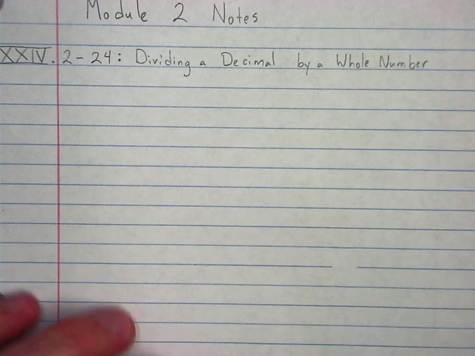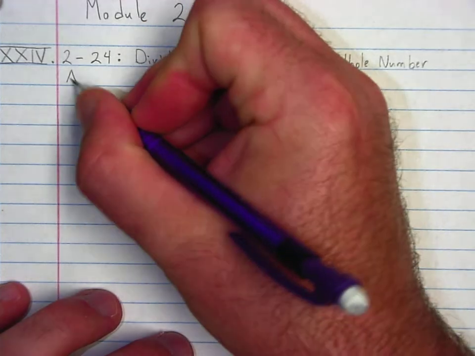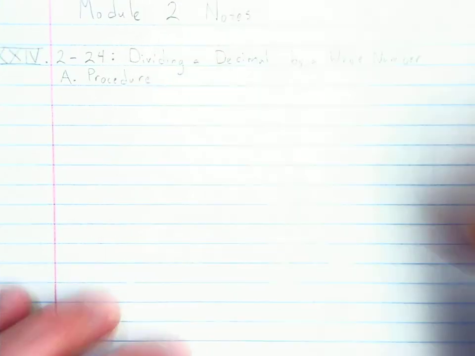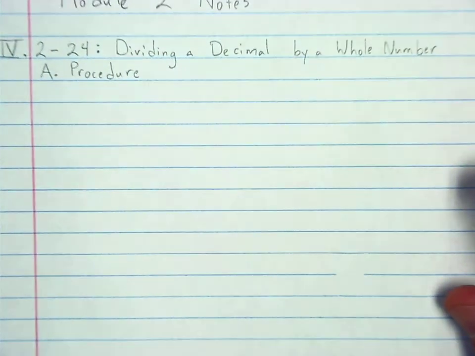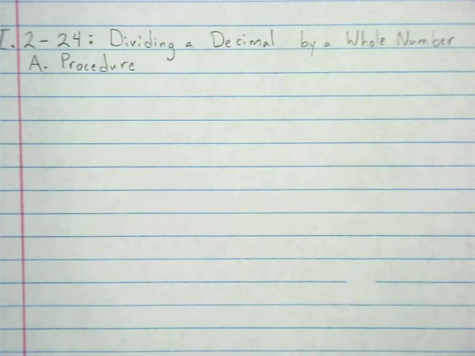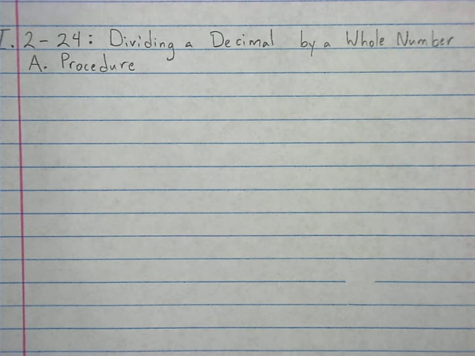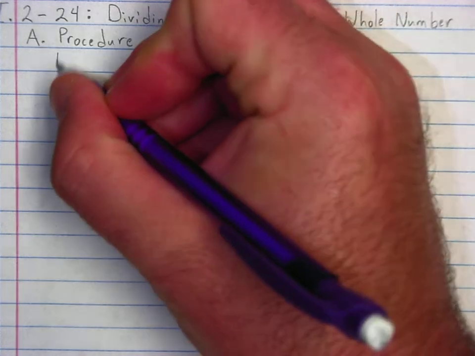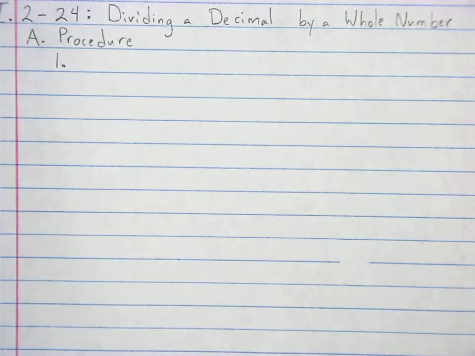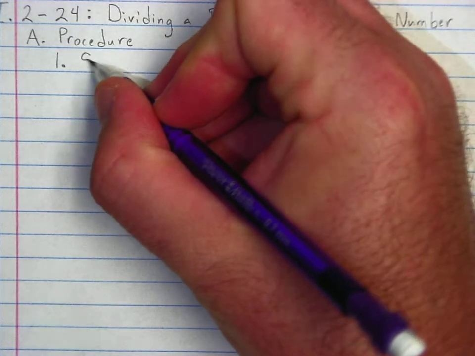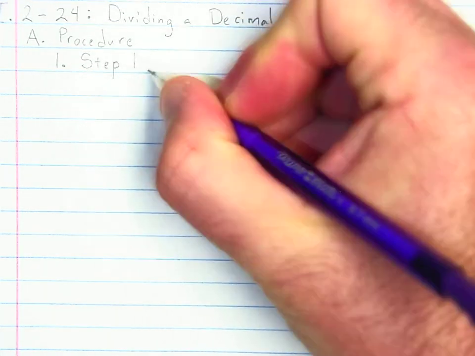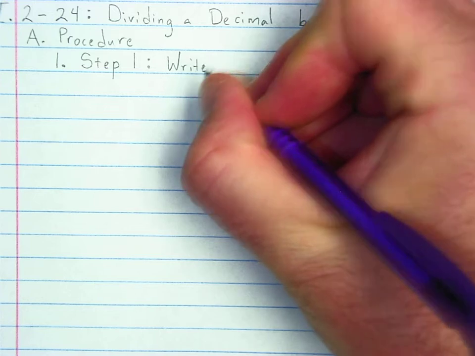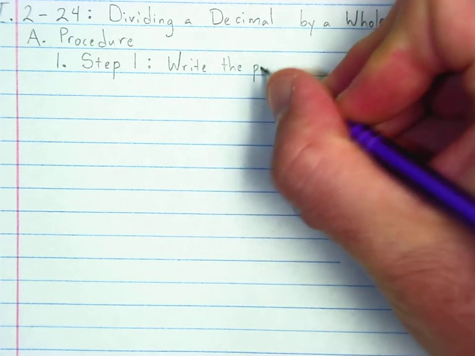Just like lesson 23, we are diving right into the procedure. I'll use the terms dividend and divisor pretty frequently, but we're not going to define them on this particular lesson since we've done that previously. We're also going to need the space on the paper. Okay, for step one, write the problem vertically.